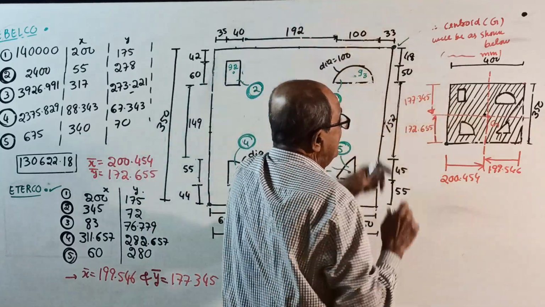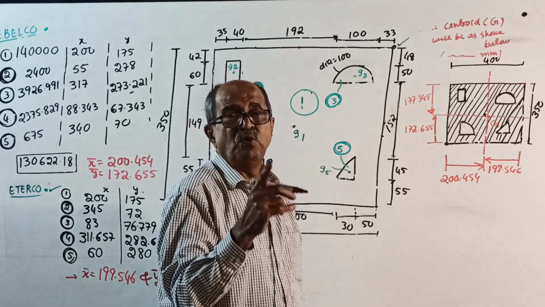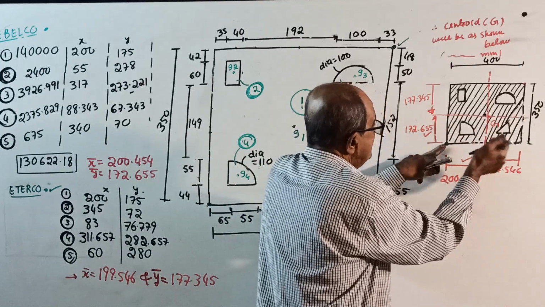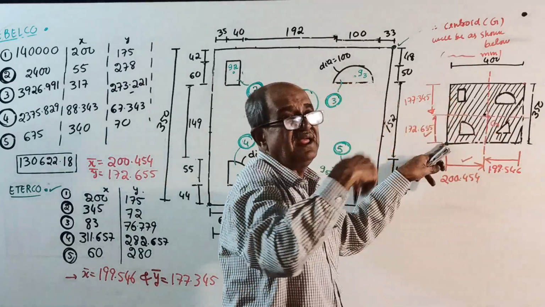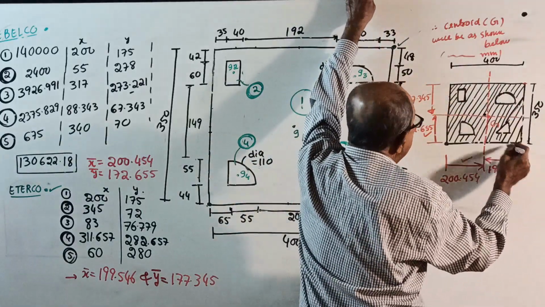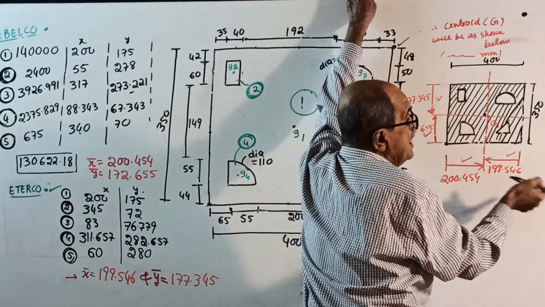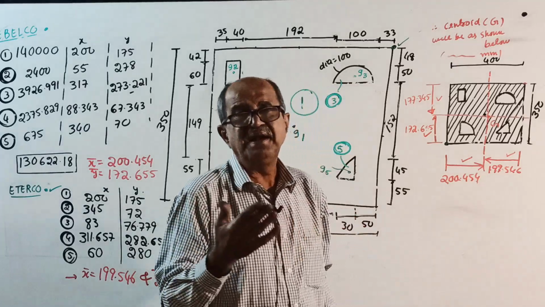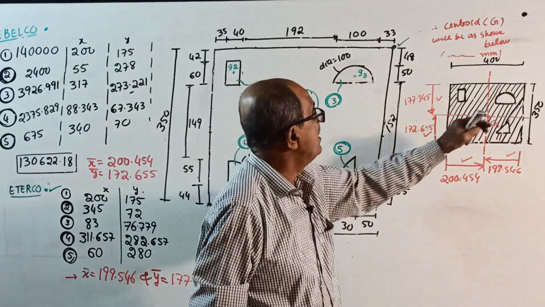345. Now remember, I told if you go for Abelco, you get this distance and this distance that you calculate from subtracting. Whereas if you go to Eterco, you get this distance and this distance. These two you get from subtracting from overall dimension. It is not first time, it is 100 time I am telling. Okay, this is centroid G.